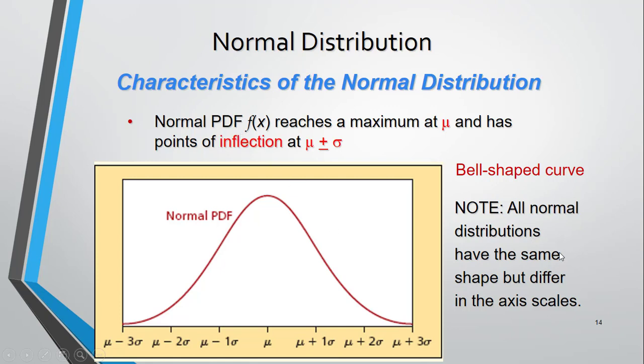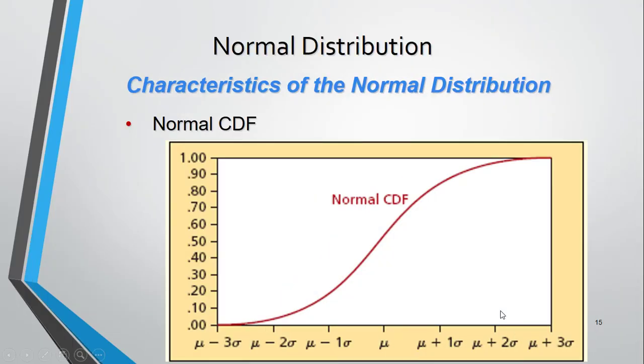All normal distributions have the same shape but differ in the axis scales. So it could be skinnier, taller, like this. It could be fatter and wider, like this. Okay. The normal CDF, though, comes from zero, goes all the way up, and reaches 1.0. Okay. And with the inflection point here at mu.